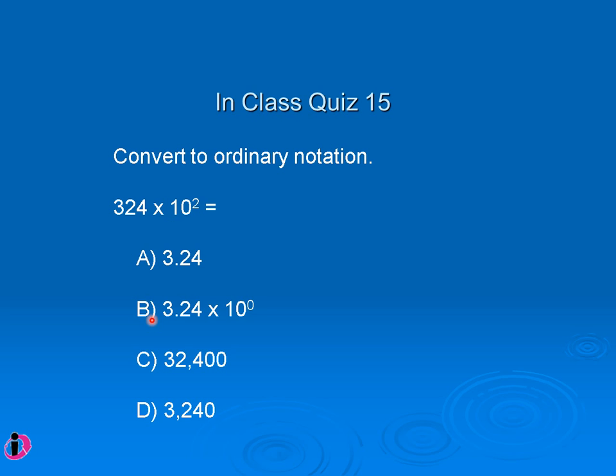How about this one? 324 times 10 squared. The decimal point will move to the right. So the right answer is C. Because you assume there are zeros, right? On the right side. It was right after 4, and then you move the decimal point 2 positions to the right, assuming there are 2 zeros on the right side. So the right answer is C.